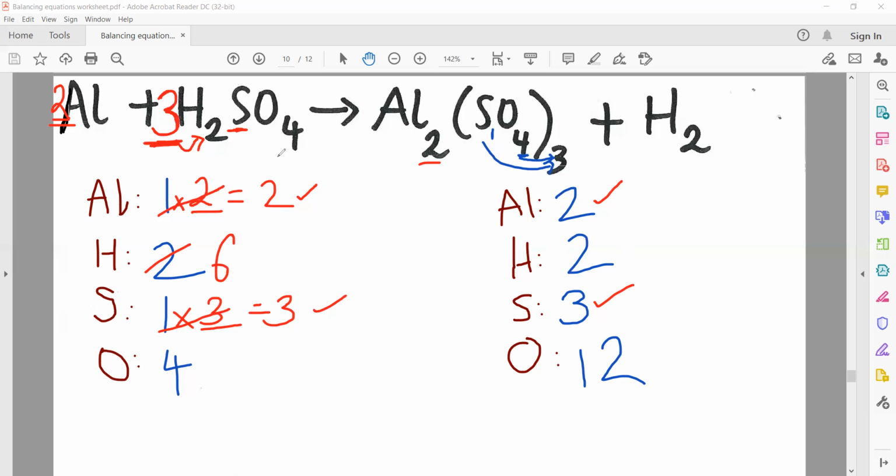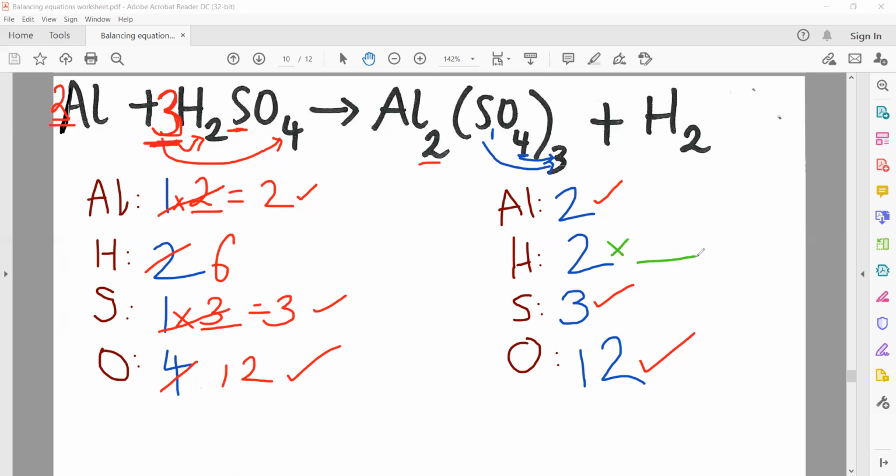Now in the same way, oxygen, the big 3 coefficient will multiply with the small 4 subscript. 3 times 4 will give us 12. Now that kind of solved an issue for us because now the oxygen is balanced, but we still got one more part of this equation to balance, and that's the hydrogen. So as we can see here, guys, on this side, hydrogen has 2, on this side, it's got 6. So I need to balance it on this side.